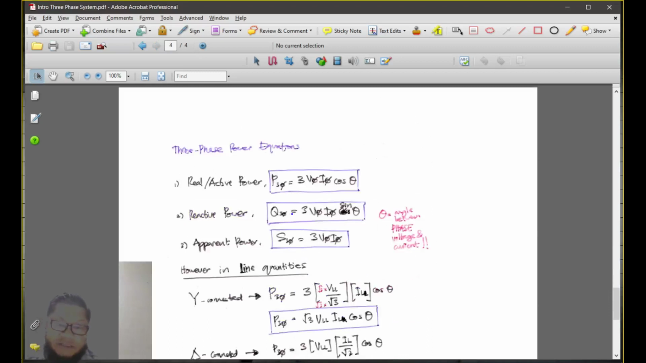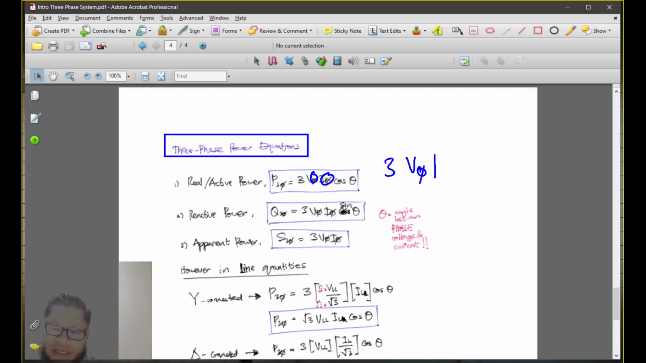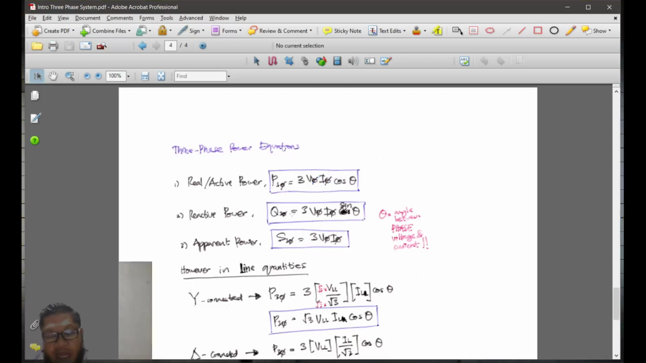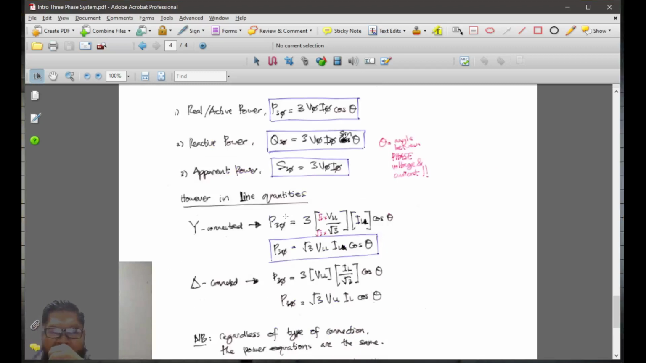And for the three-phase power equation, we start with it in terms of phase quantity. This is known as phase quantity because you add it three times, right? Three times, of course, V phase, I phase, cos theta. So it's always 3 V phase I phase cos theta. And then for reactive power, 3 V phase I phase sin theta. And apparent power S equals 3 times V phase I phase.